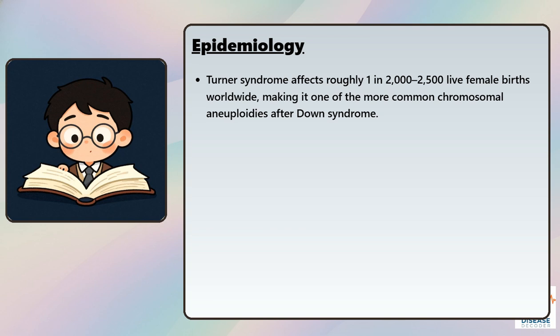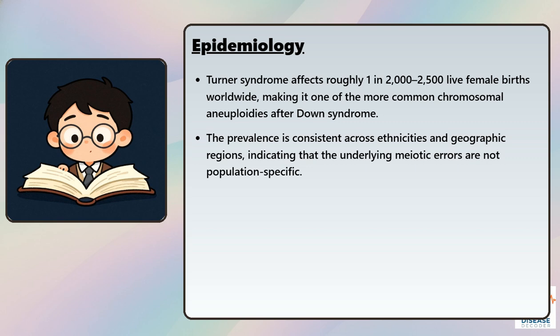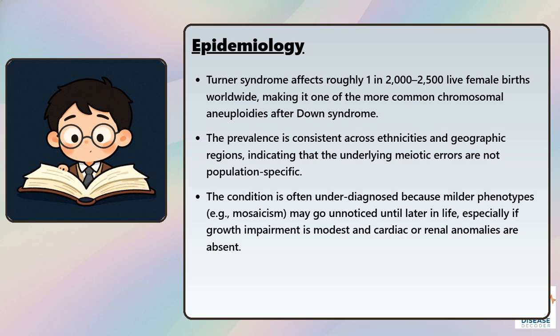failure. Turner syndrome affects roughly 1 in 2,000 to 2,500 live female births worldwide, making it one of the more common chromosomal aneuploidies after Down syndrome. The prevalence is consistent across ethnicities and geographic regions, indicating that the underlying meiotic errors are not population-specific. The condition is often underdiagnosed because milder phenotypes, for example mosaicism, may go unnoticed until later in life, especially if growth impairment is modest and cardiac or renal anomalies are absent.